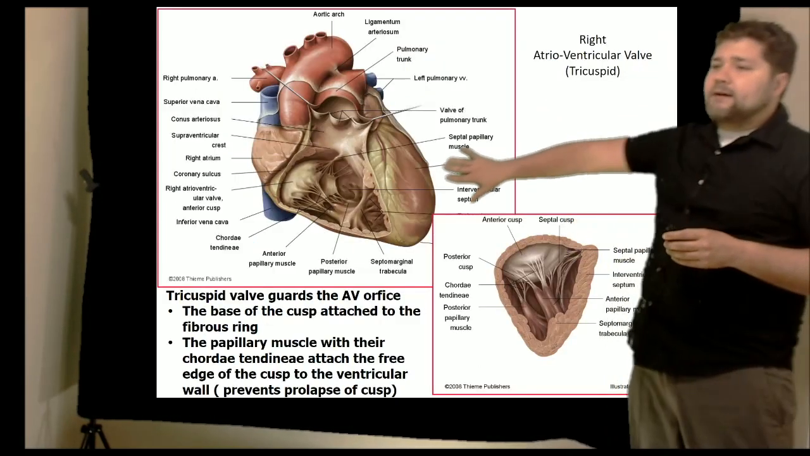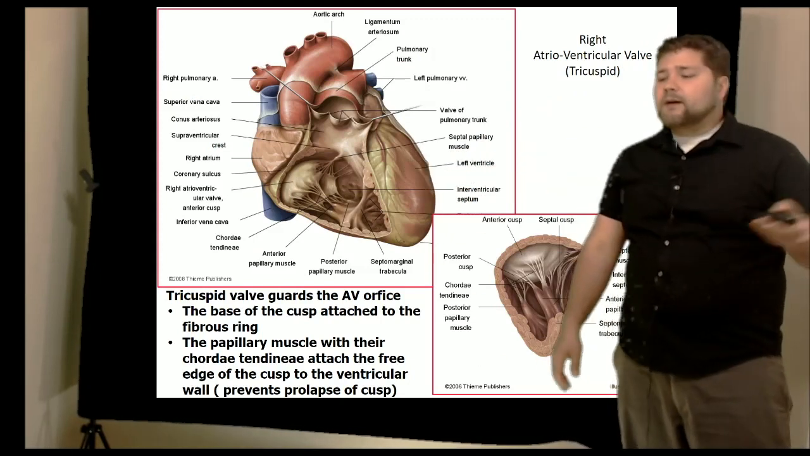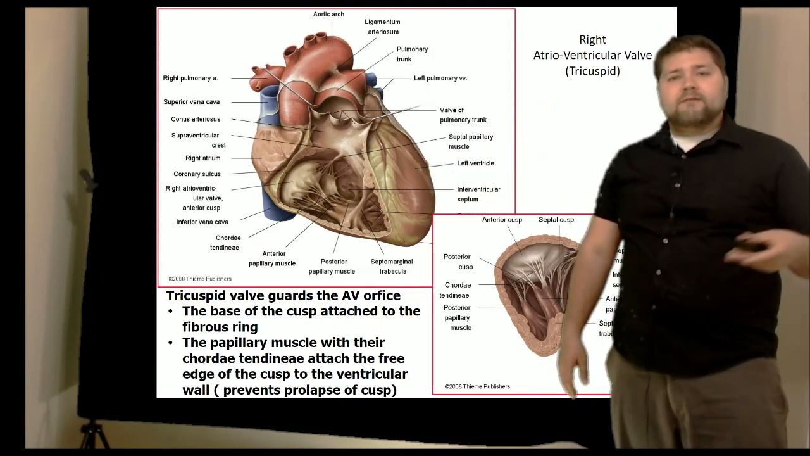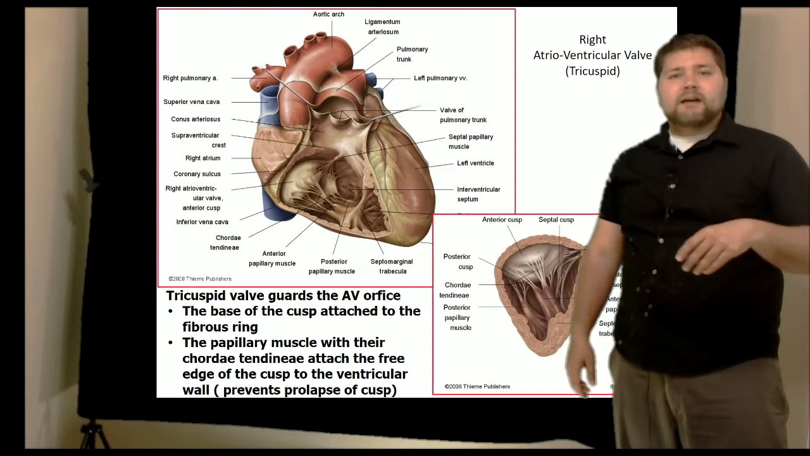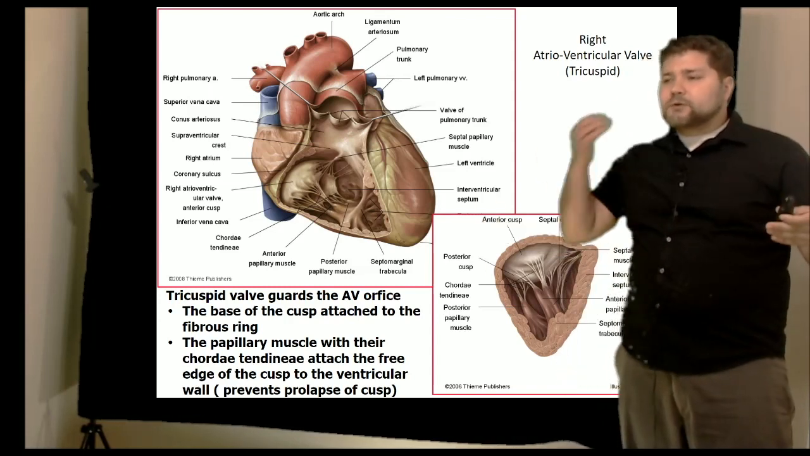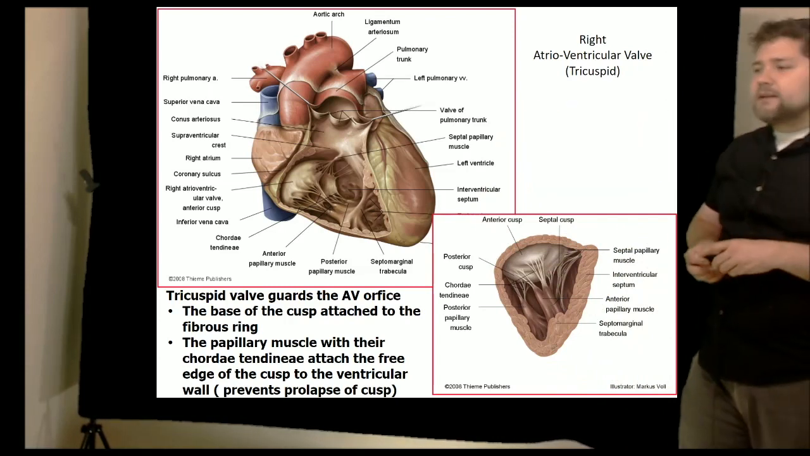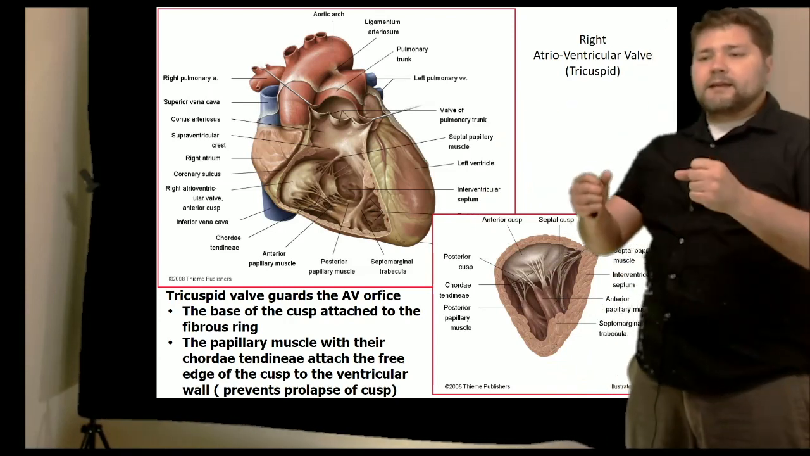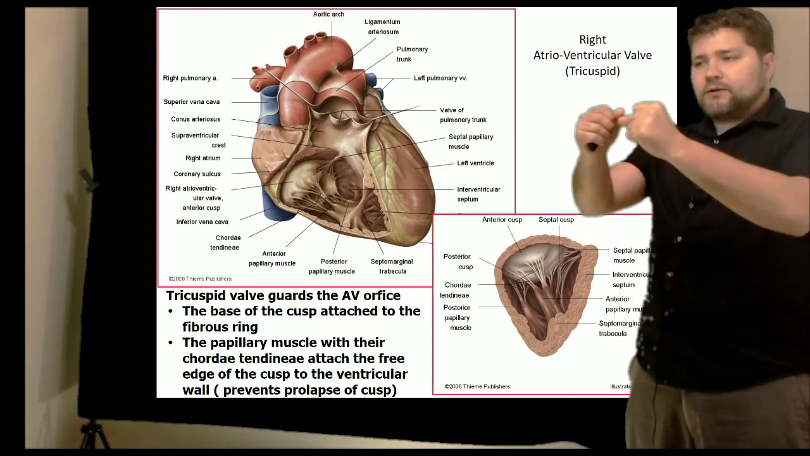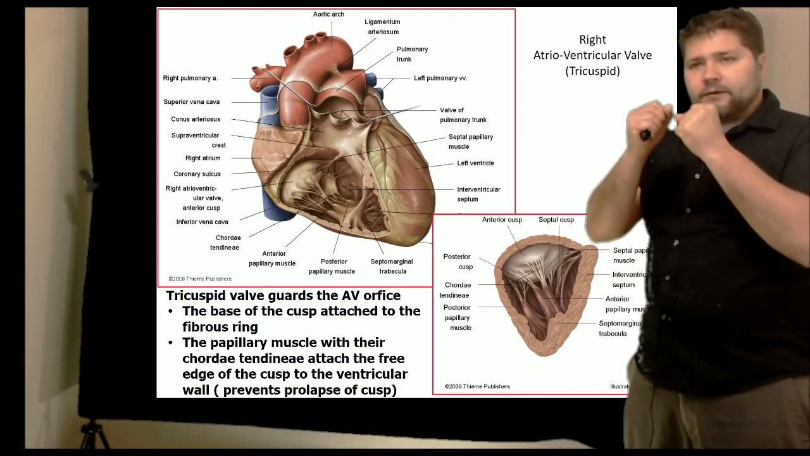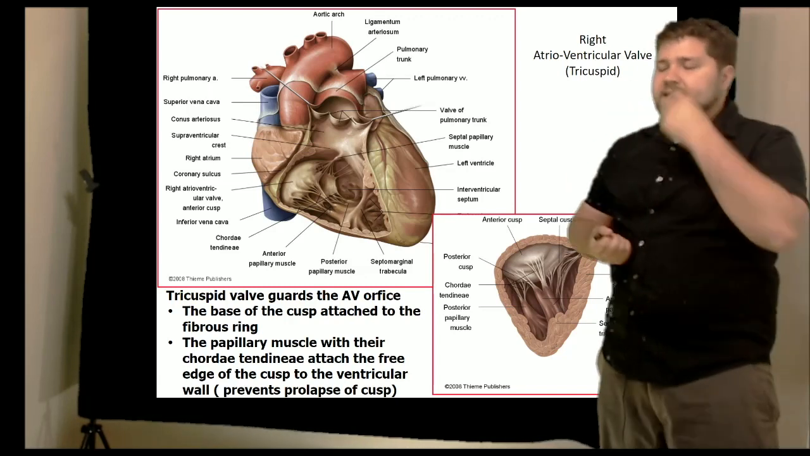A couple other things to make note of. The valve that we have on the right side is called the tricuspid valve. These are a type of AV valves, or atrioventricular valves, because they go from the atrium to the ventricle. The base of these valves is kind of like somebody windsailing or flying a kite. The goal is to use the pressure to rein everything in. And that's exactly what happens.